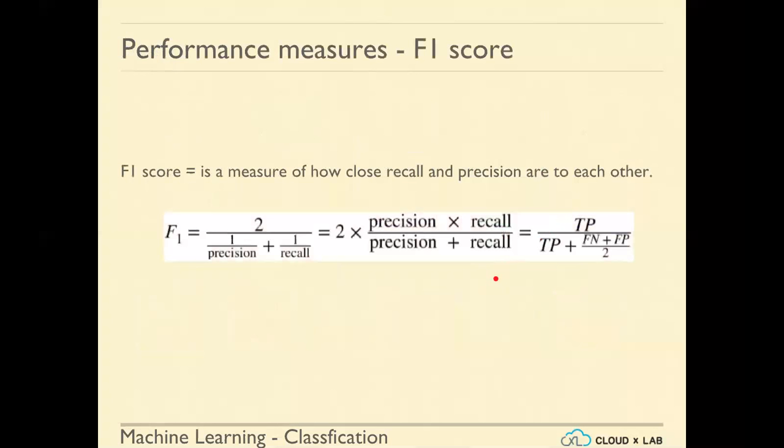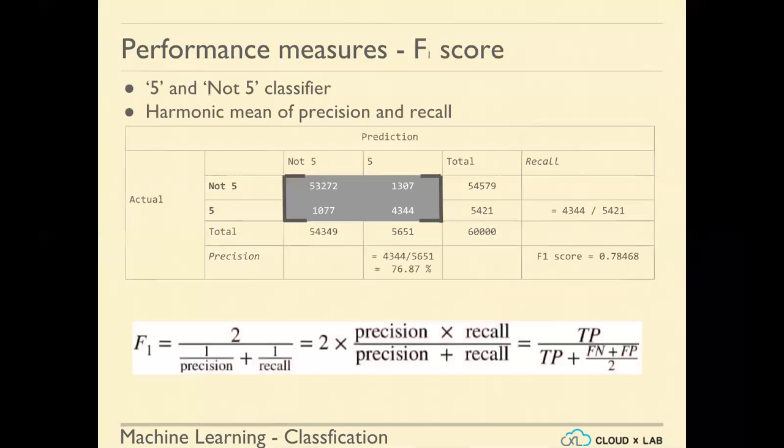So there is another score called F1 score. F1 generally predicts how close recall and precision are to each other. So that's why the way we compute it is by saying 2 by (1 by precision plus 1 by recall). It's basically the harmonic mean of precision and recall. If F1 is good, that means precision and recall are close to each other.